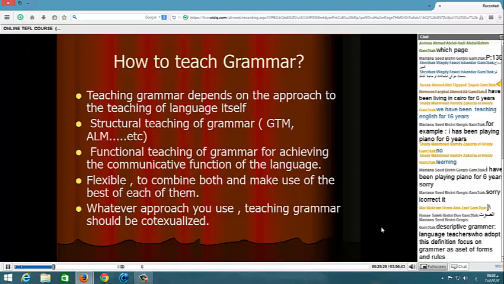So we have structural, we have descriptive, we have formal. All of them are almost the same. But functional grammar, if the purpose of teaching the language is to help learners communicate, use the language for real communication, then we need to use what we call functional grammar and functional teaching of grammar. So the way we teach grammar depends on our objective of teaching the language, right?